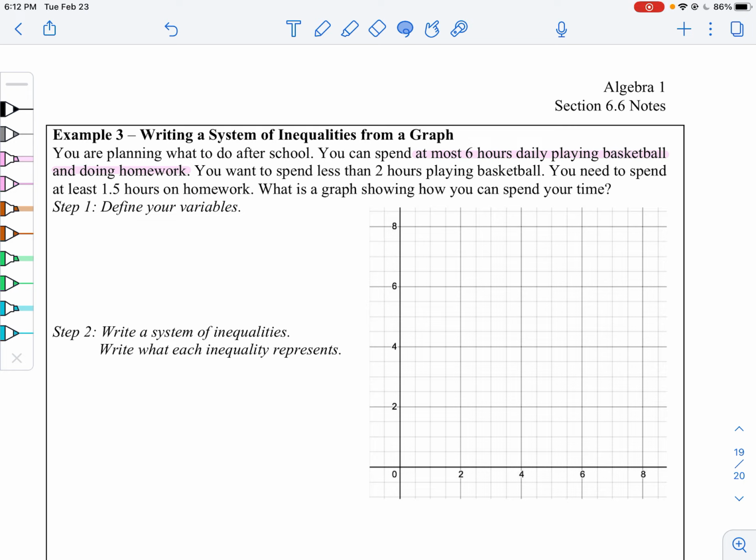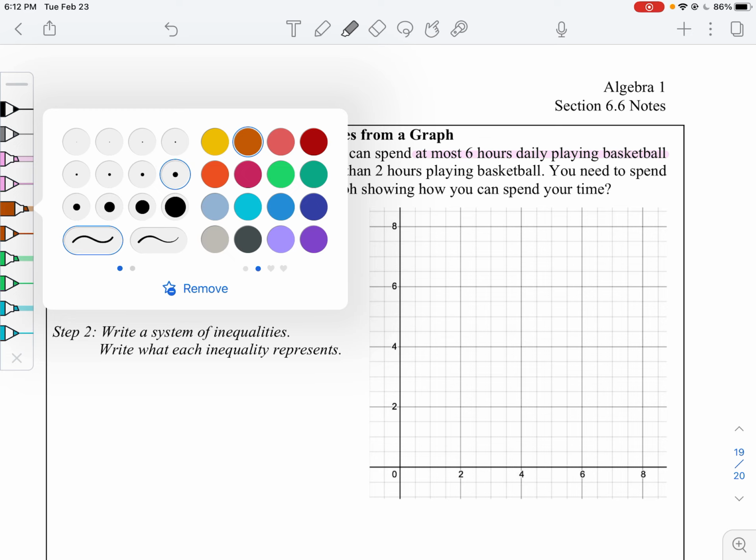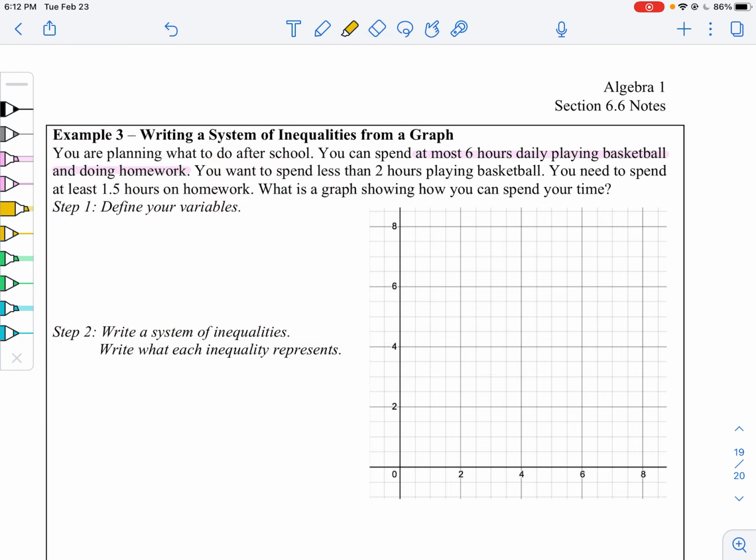You want to spend less than 2 hours. Let's go back to our yellow, because this is going to be pretty. You want to spend less than 2 hours playing basketball. You need to spend at least 1.5 hours on homework. What is a graph showing how you can spend your time? Okay, well, first let's figure out how we are going to spend our time. We're either going to be playing basketball.